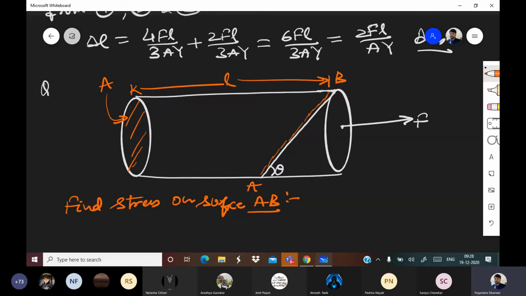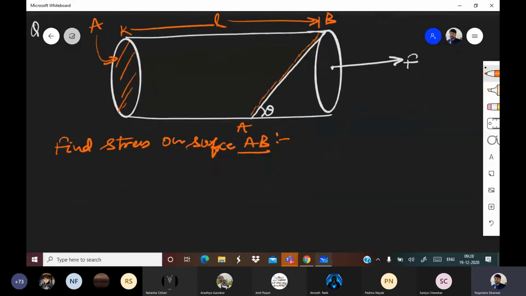Okay, everyone, please pay attention. When we try to find stress, what do we need? We need two things. First is how much force is acting on it, and second is how much is the area of that. So pay attention, everyone.